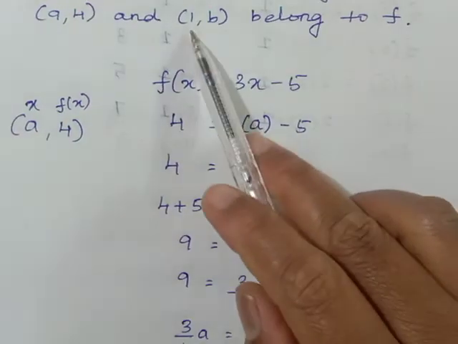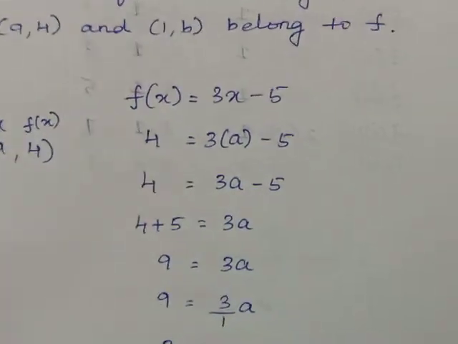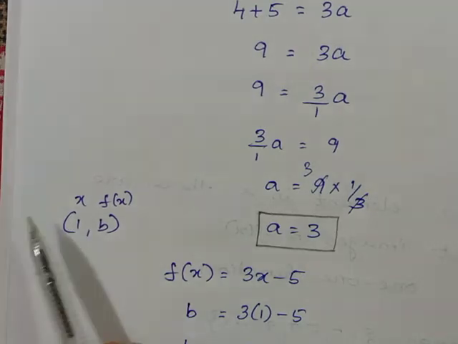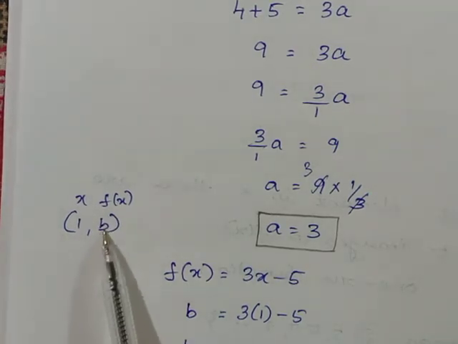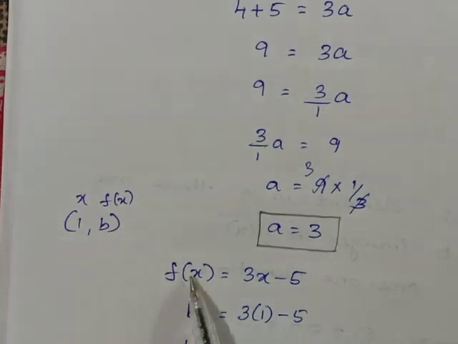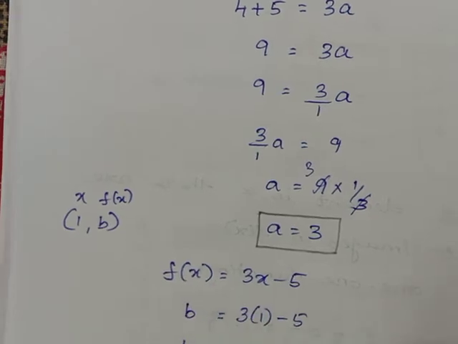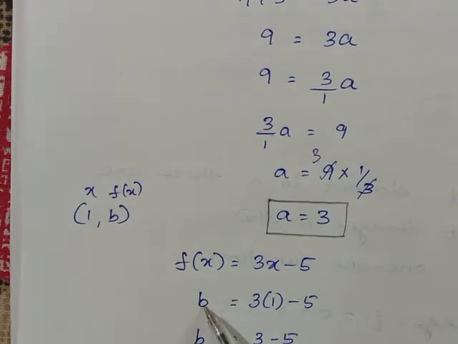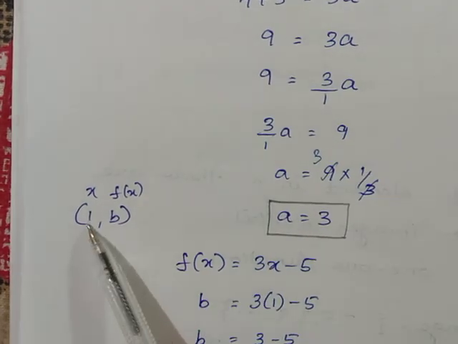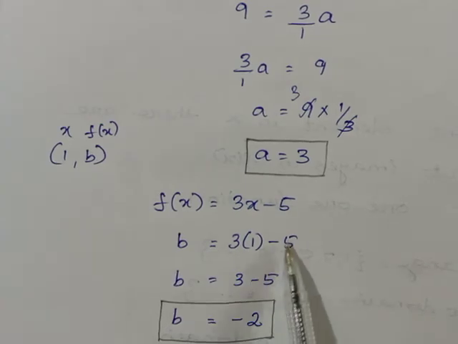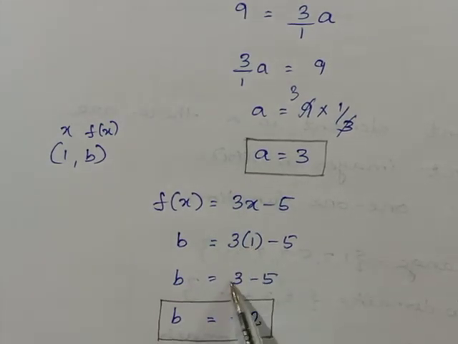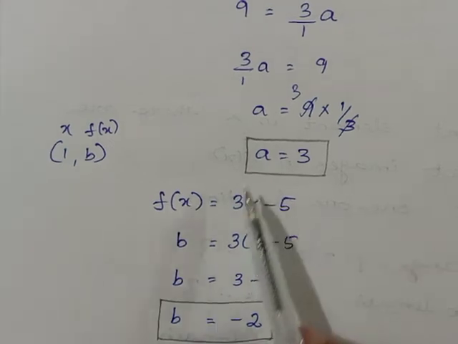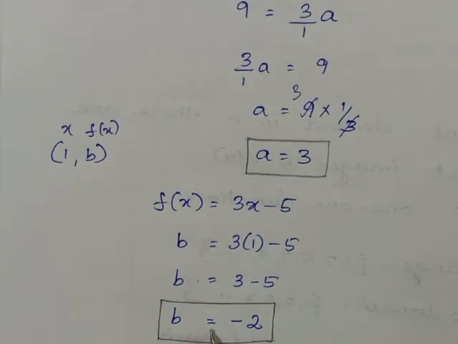Now it is also given that (1,b) belongs to f. So 1 means x. When you substitute the value of x in the function f(x), your answer will be b. So f(x) = 3x - 5, and the f(x) value is b. The x value is 1. So b = 3 into 1 minus 5. 3 ones are 3, minus 5. So b = -2. Therefore, the value of a is 3 and b is -2.